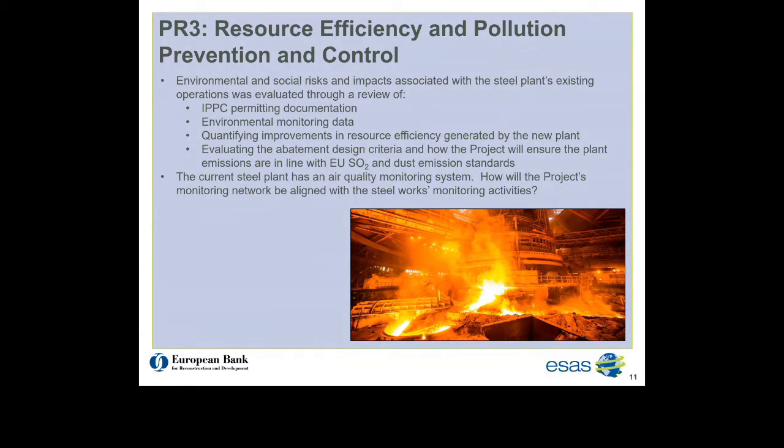Importantly, the steel plant currently has an air quality monitoring system. And one of the things we sought to understand during the visit was how the current monitoring network could be aligned so it encompassed the new combined heat and power plant, whether there would be a need for enhanced monitoring around that area, and how the results would be evaluated in the context of the greater monitoring on the whole plant, to understand how the teams looking after the combined heat and power plant would interface and report to and share data with the steel plant.